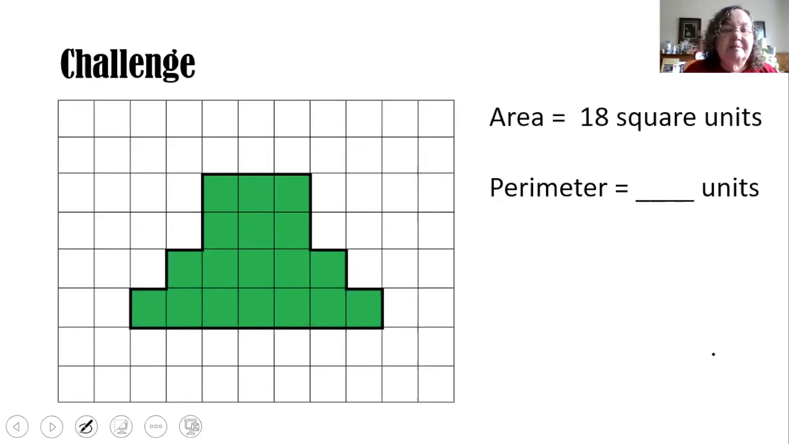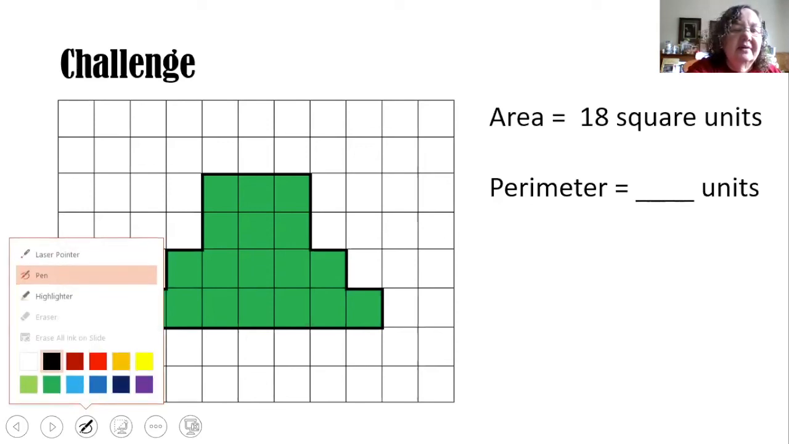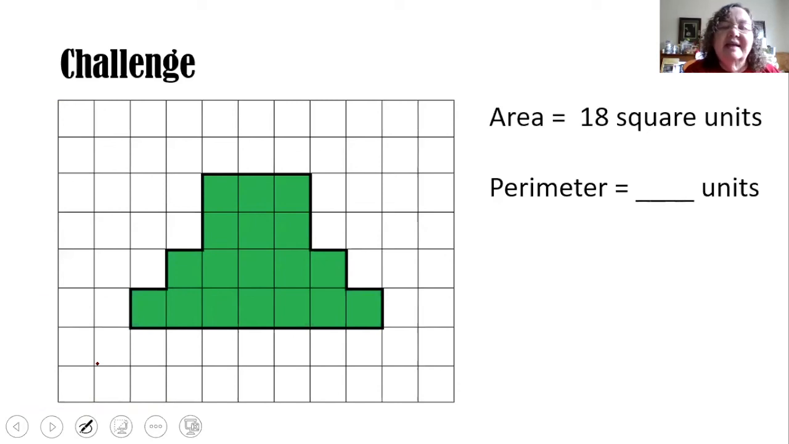Okay, let's check it. So here, I'm going to use a different color. I'm going to count each block. So the perimeter would be 1, 2, 3, 4, 5, 6, 7, 8, 9, 10, 11, 12, 13, 14, 15, 16, 17, 18, 19, 20, 21, 22. So even though it has an area of 18 square units, the perimeter is 22 units.